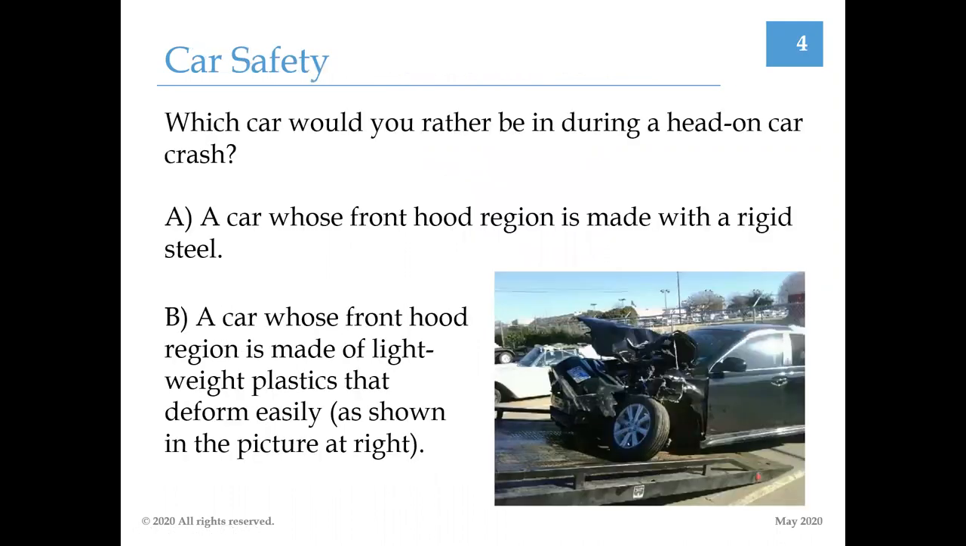So next question. Which car would you rather be in during a head-on car crash? A, a car whose front hood region is made with rigid steel, or B, a car whose front hood region is made of a lightweight plastic that deforms easily, as shown in the picture on the right. So again, pause the video, take a second to answer this question on Gradescope.